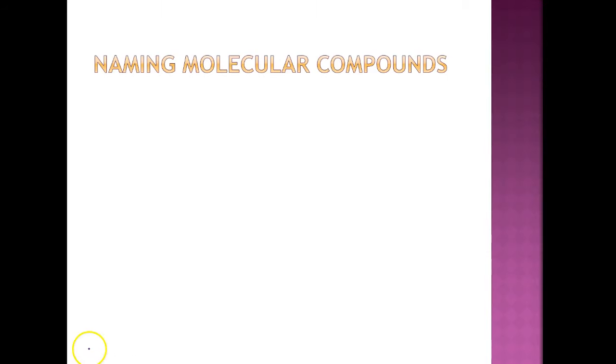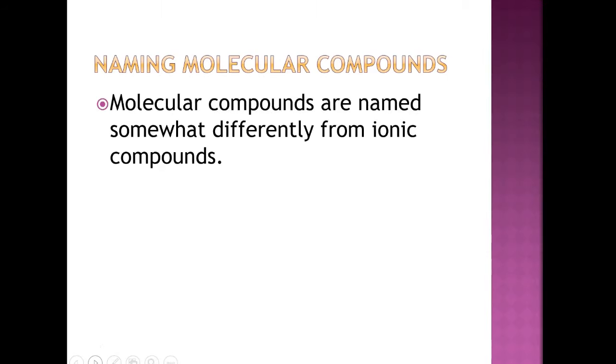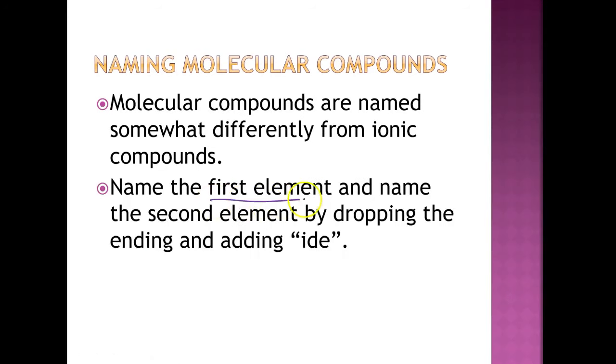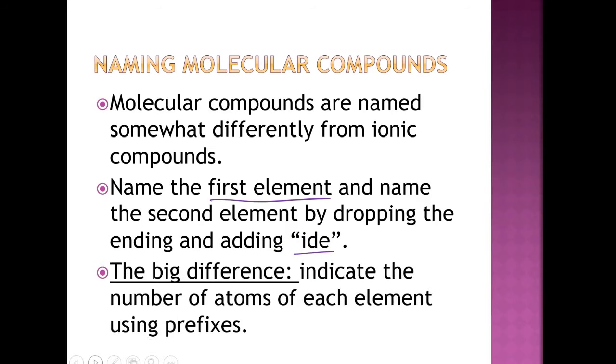The way you name them is you have to be able to count. Okay, they're named a little differently from ionic compounds. Some of it's the same. So you name the first element, so carbon. You name the second element by dropping the ending. So instead of oxygen, it would be ox. And you add IDE. So that's very similar to what you guys did with the ionic ones. The thing that makes it different is you can indicate the number of atoms of each element using prefixes.